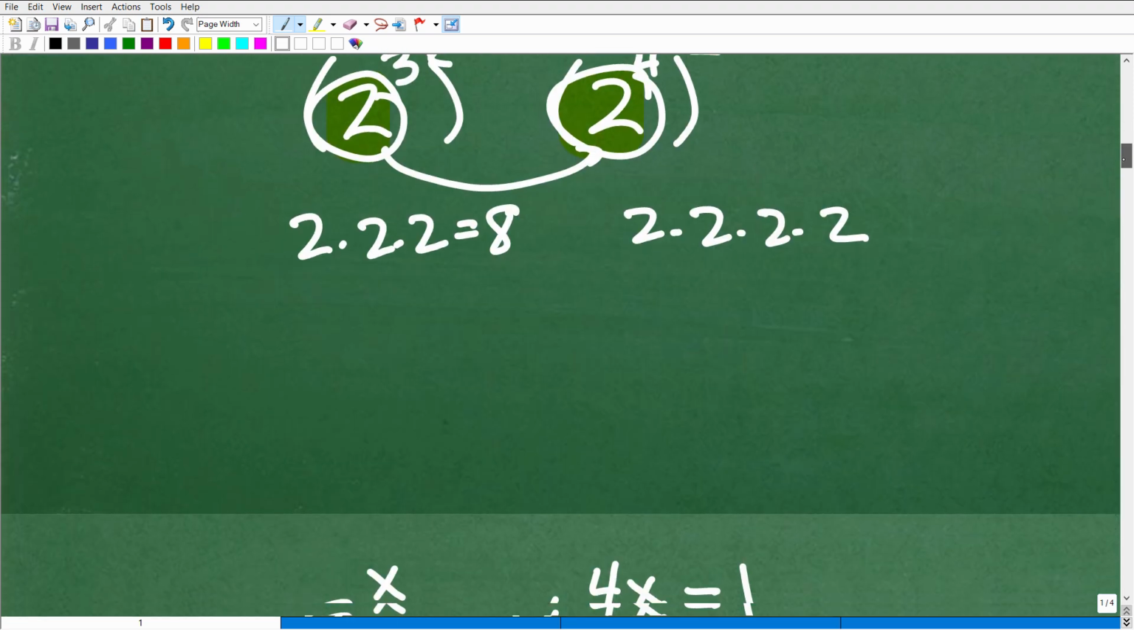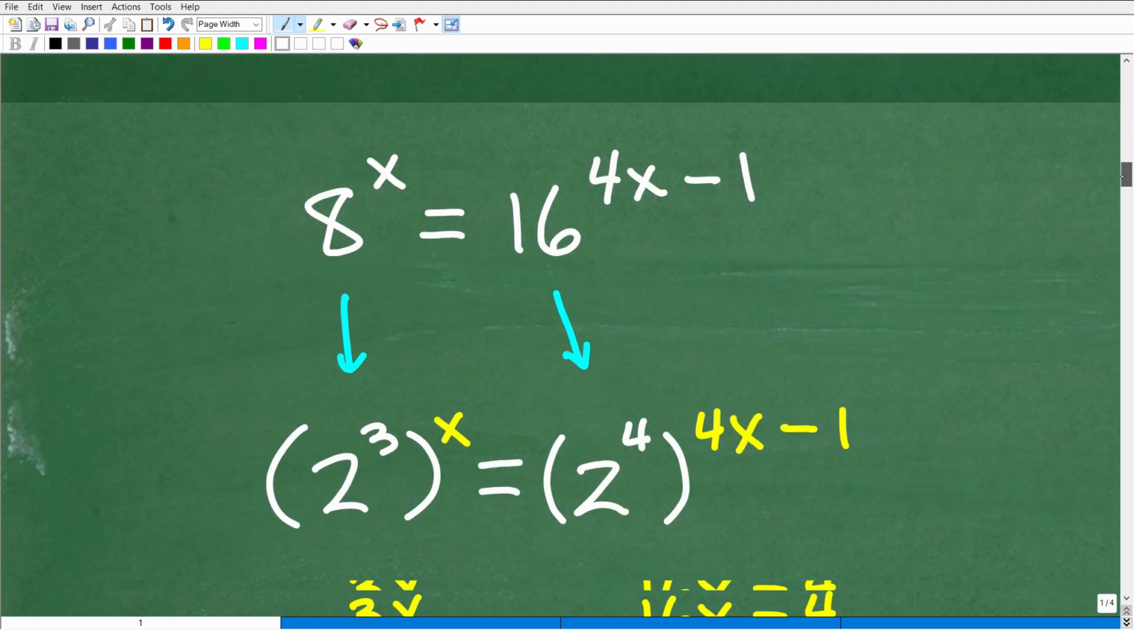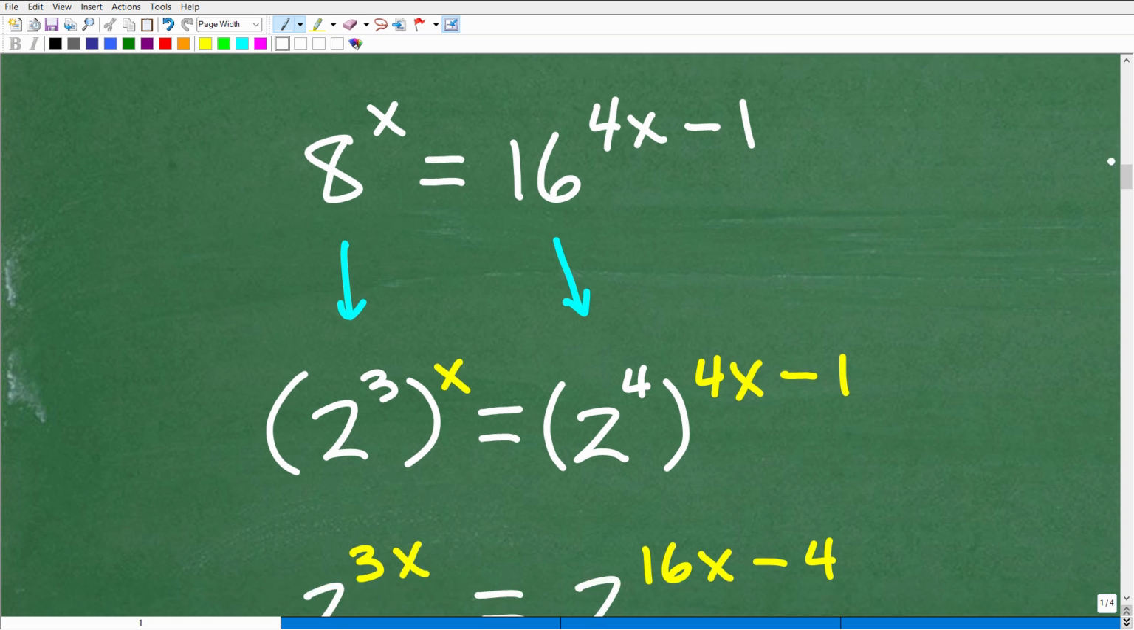All right, so what do we do next? Well, let's go ahead and see that right now. So we're going to rewrite this equation, 8 to the x is equal to 16 to the 4x minus 1. Instead of an 8 and a 16, for 8 we're going to put in a 2 cubed, and for 16 we're going to put in 2 to the fourth. So this new equivalent equation is 2 cubed to the x power, which is the same thing as 8 to the x, is equal to 2 to the fourth, which is the same thing as 16, to the 4x minus 1 power.